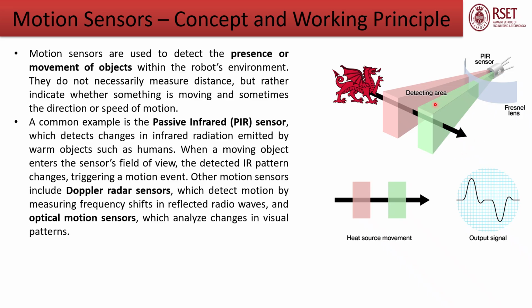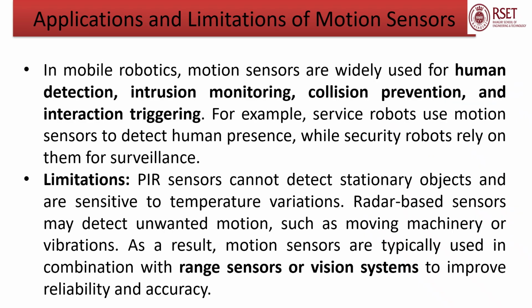Here we can see a PIR sensor, a passive infrared sensor, which detects an object based on the radiation emitted by warm objects. That is, each object will generate a different kind of warmth from its body, and by measuring that, we can detect whether an obstacle is there. This is one of the principles used by motion sensors.